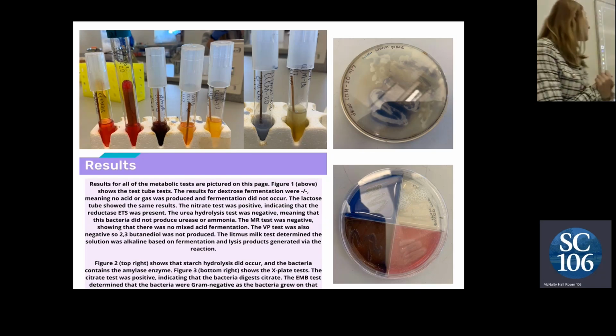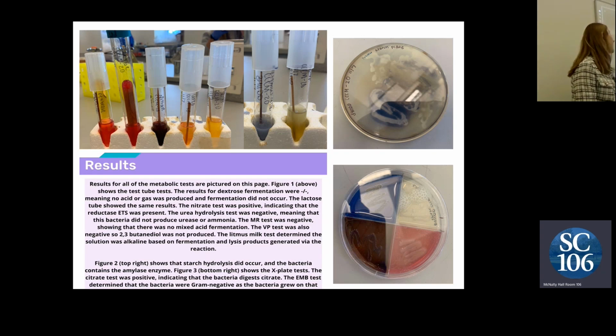So as we analyze the individual results, they're all pictured here. So these are our test tube tests, the metabolic tests that we conducted. The results for dextrose fermentation, which is this first one right here, were negative and negative. So that indicates that no acid or gas was produced and fermentation did not occur for our particular organism. The lactose tube is here, which proved our results of the dextrose test. Again, that no acid or gas was produced and fermentation did not occur.